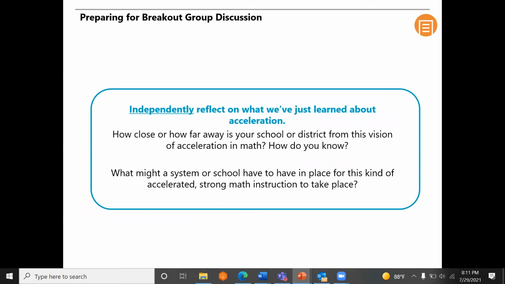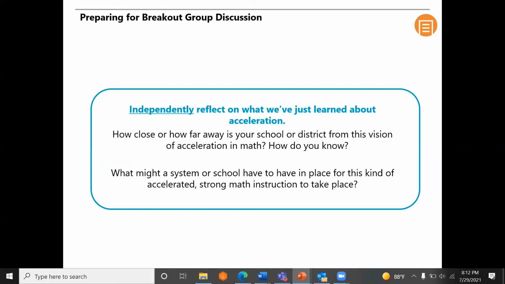Now that you've had an opportunity to get a clearer picture of what strong accelerated instruction looks like in the math classroom, we're going to take some time here to now reflect, and we're going to pause. I want you to consider your own personal context and ask yourself, just how close or how far are you in your current system from incorporating this vision of acceleration?